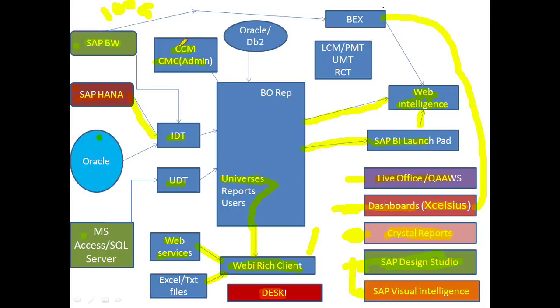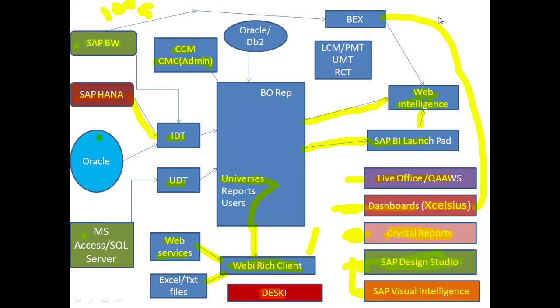Okay. So the administrative part, CCM and CMC, Central Management Console, is a web-based tool through which we can manage all the BO components. We can create the users, set up the security, and remove the access of specific users, and users can schedule the reports. So I can schedule the reports and send them to different users.